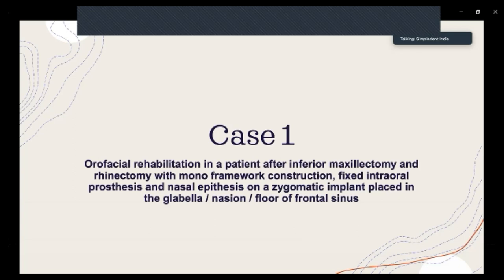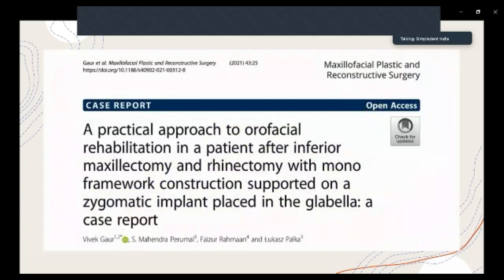And this article also got published: orofacial rehabilitation of a patient after inferior maxillotomy, rhinectomy with mono framework construction, fixed intraoral prosthesis and nasal prosthesis, with zygomatic implant placed in the glabella, nasion and frontal sinus. So the article also got published.